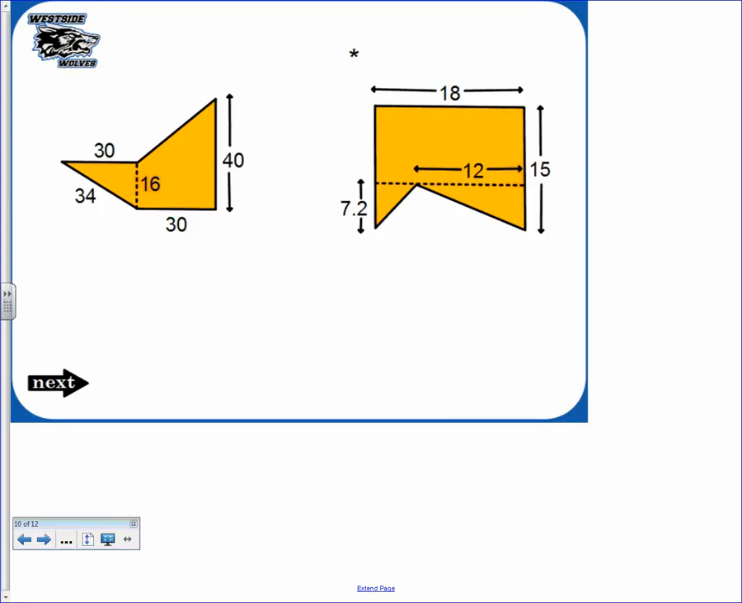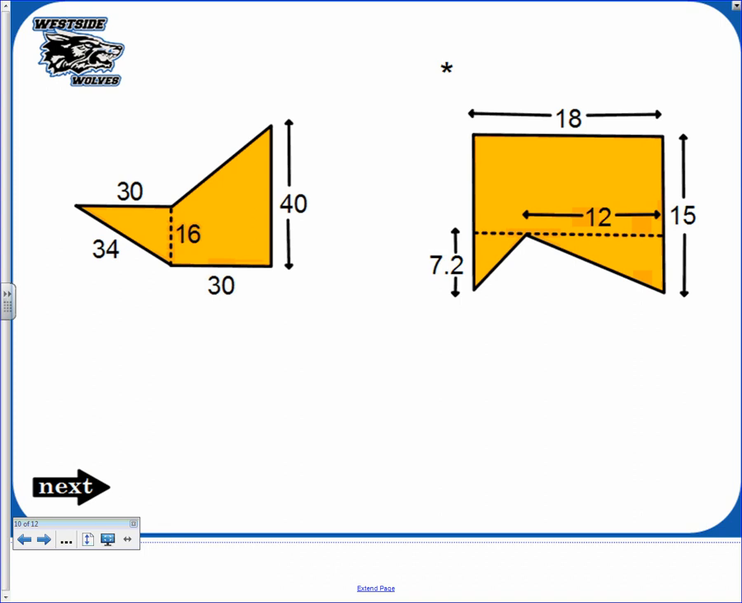All right, so here we have a couple more practice problems. These are composite shapes, so there are multiple different shapes in here. You have to break it into the shapes that you know you can find the area of, and then find the sum of all those areas to get your final answer.